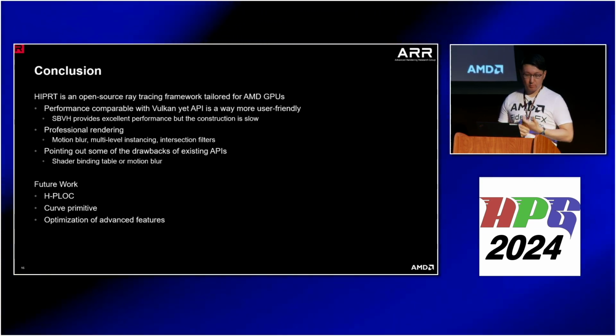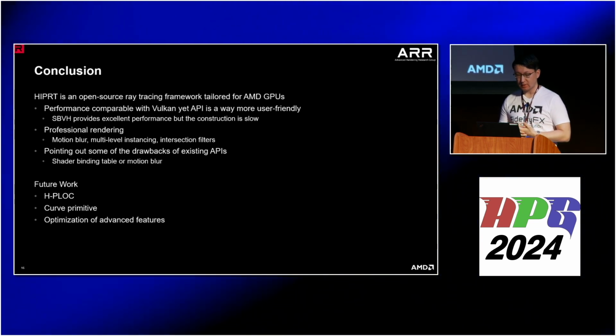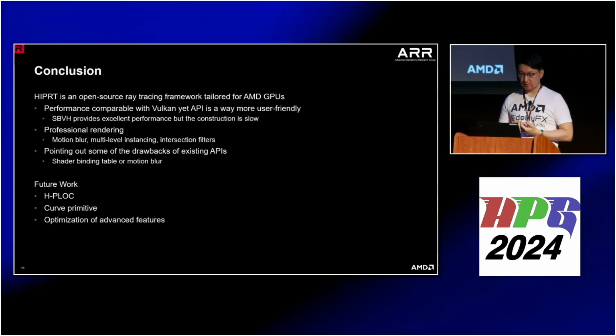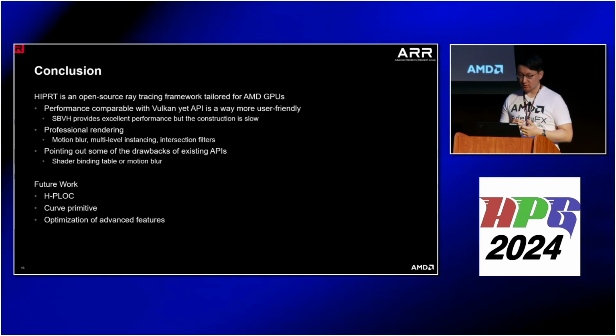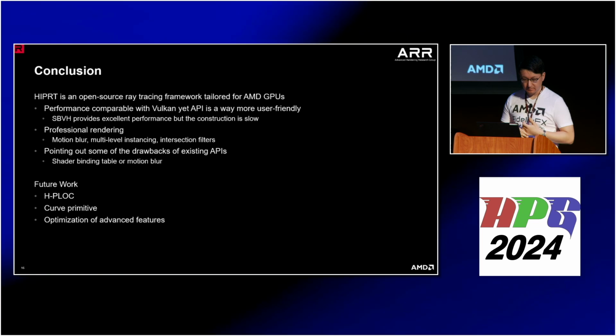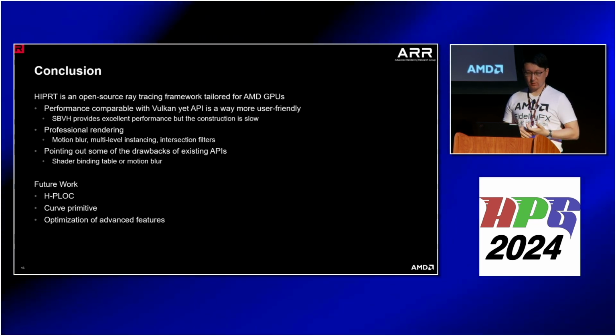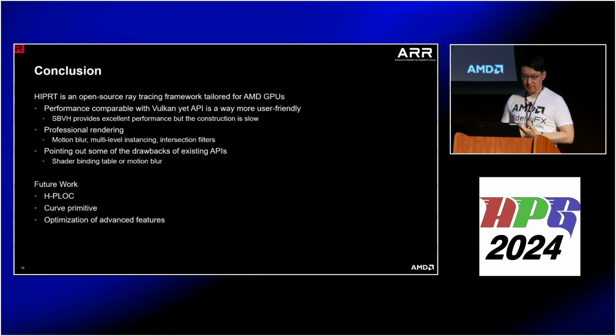It is tailored for professional rendering, so we have features like motion blur, multi-level instancing, and others. We also pointed out some of the drawbacks of existing APIs, but this is rather minor. For future work, we would like to integrate HBlock, which was presented yesterday.